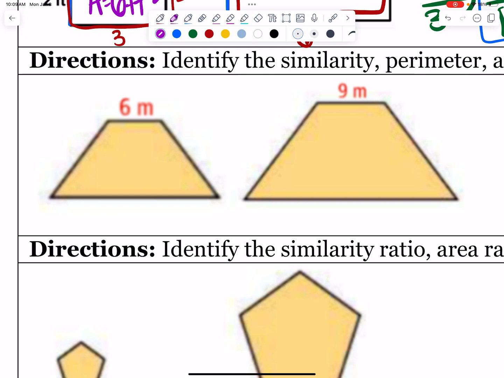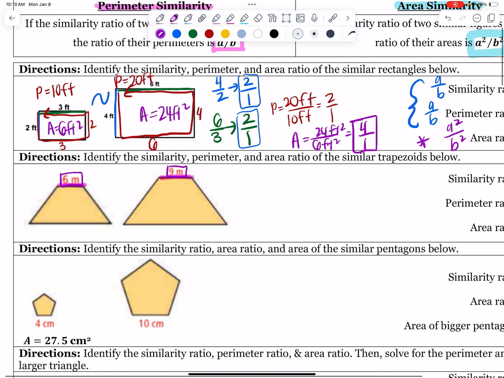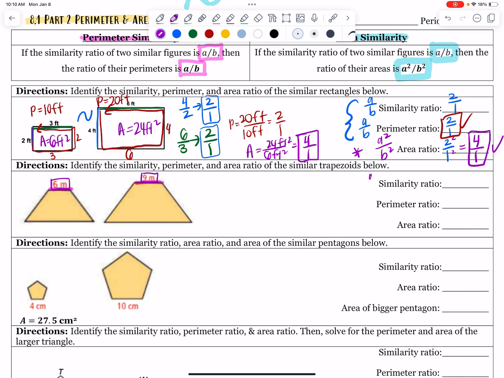Okay, so which pieces correspond to each other? Let's see. The 9 corresponds to the 6. And so I can use those pieces to write a similarity ratio. My similarity ratio is going to be A over B. So I'm going to stick to the same colors, A over B. And so I'm going to do 9 meters over 6 meters. What does that reduce to? 9 over 6 is 3/2. So my similarity ratio is 3/2.